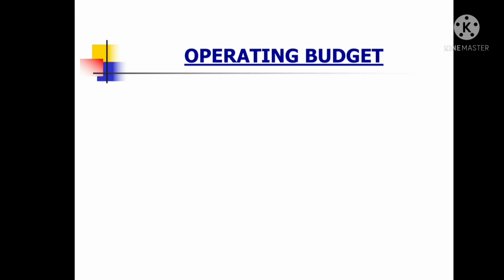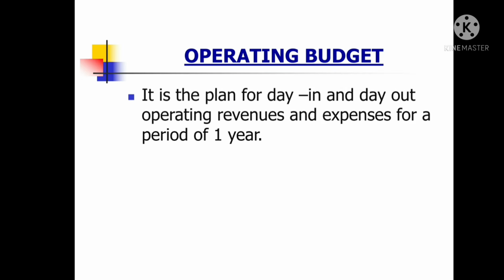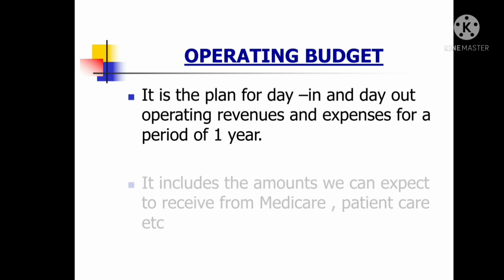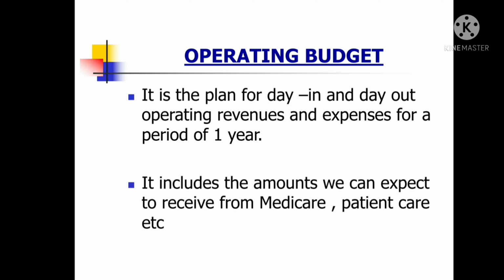What do you mean by operating budget? It is a plan for day-to-day activity of the organization, that is a revenue and expense of a period for 1 year. That's the day-to-day running, how we are doing that. Then it includes the amount we can expect to receive from patient care or from different resources. Mainly our patients' income is the main resource. Then how we are expending that on the day-to-day running of the organization.